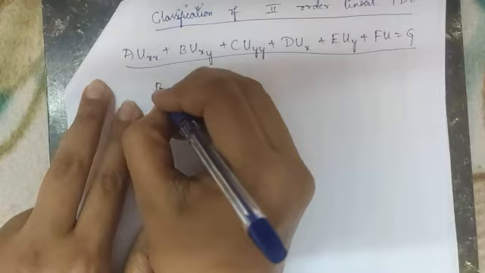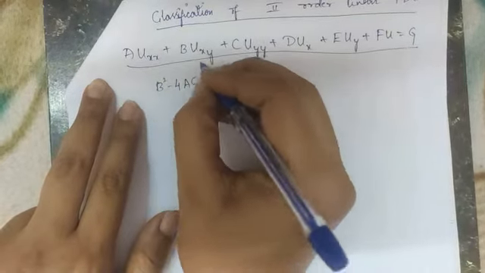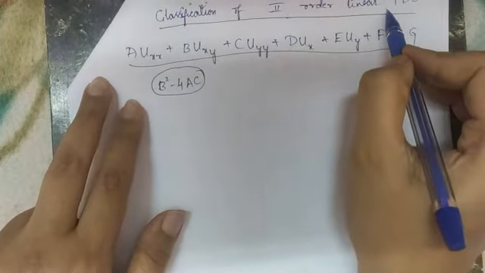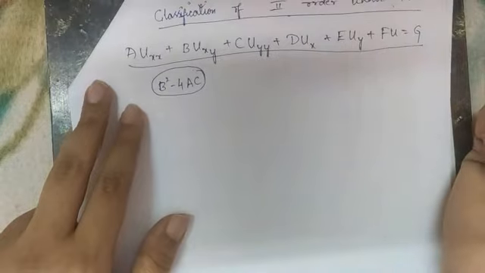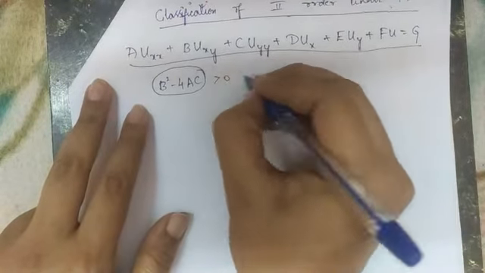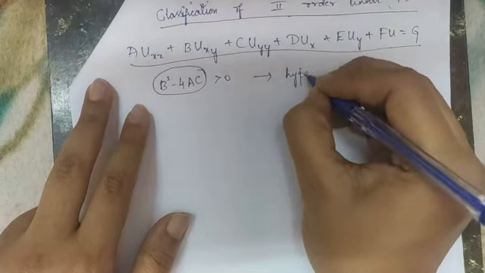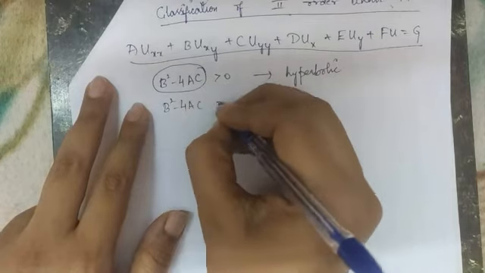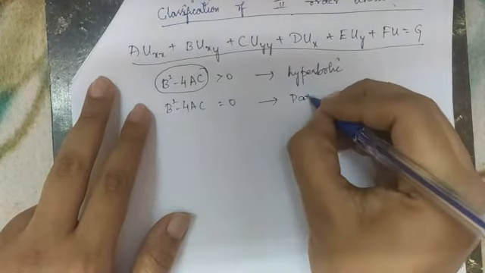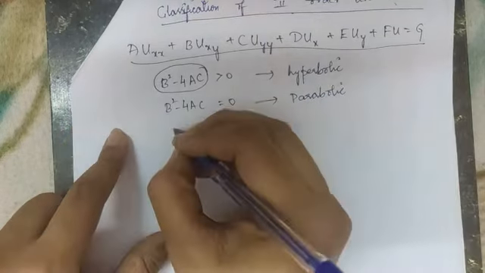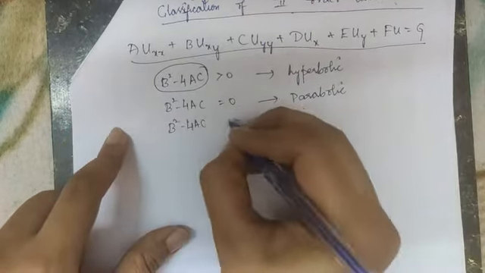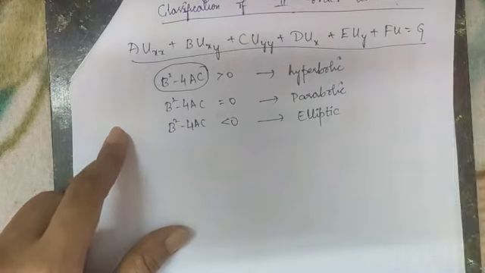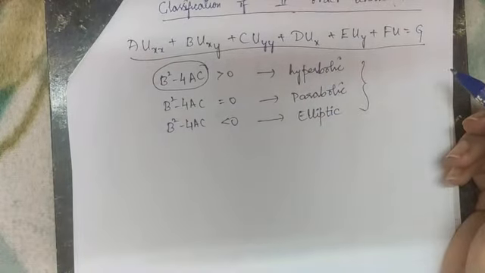So here, if I consider b square minus 4ac in this equation, depending on its value, my second order linear partial differential equation classifies into three categories. If this value is greater than 0, then the equation will be hyperbolic. If this value is equal to 0, then my equation will be parabolic. And if b square minus 4ac is less than 0, then the equation is elliptic. This is what we discussed in the previous session.